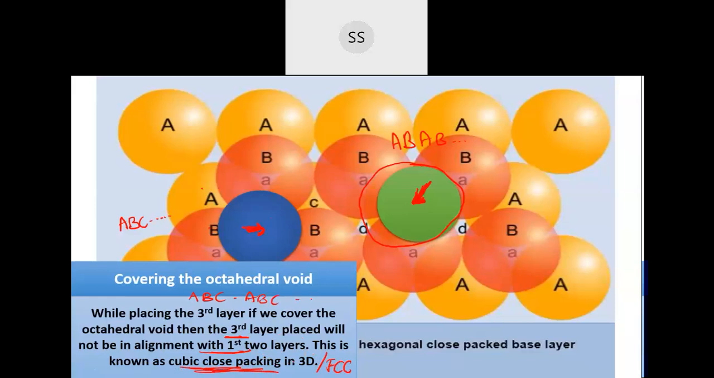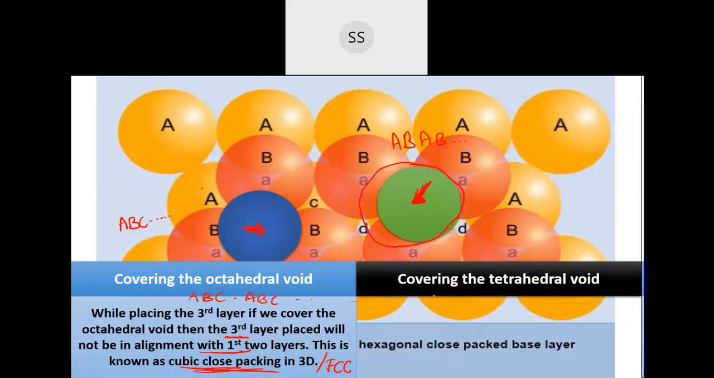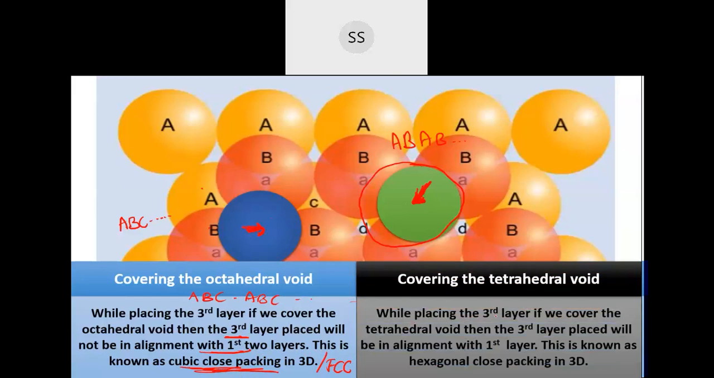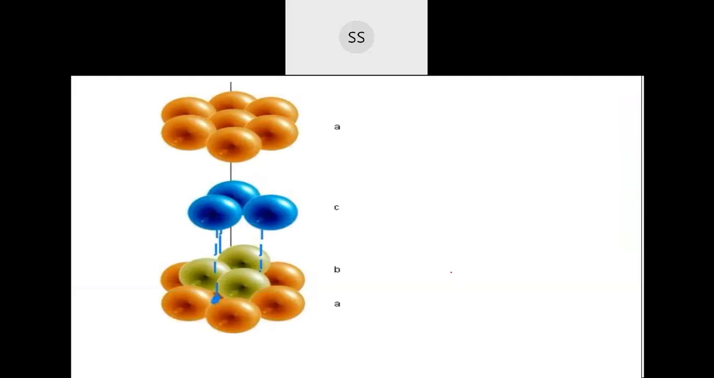Now when you cover the tetrahedral void, you are placing the third layer on the second one. That time you see that the third layer is exactly in alignment with the first one. And this kind of arrangement is a hexagonal close packed arrangement, HCP, hexagonal close packing. Then afterwards, we have seen what the coordination number is for the hexagonal as well as for the cubic.